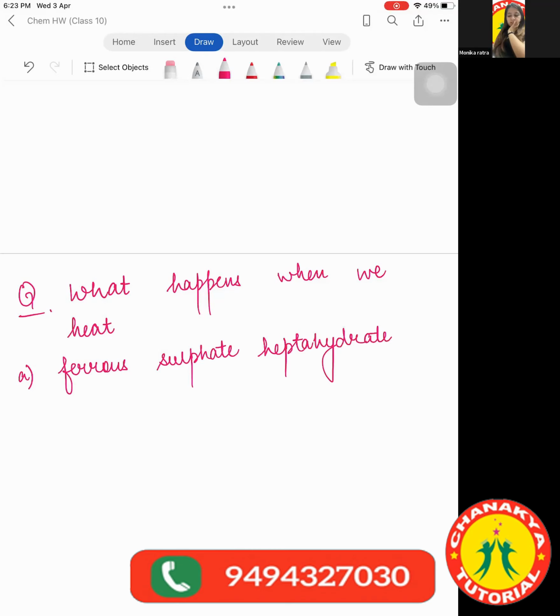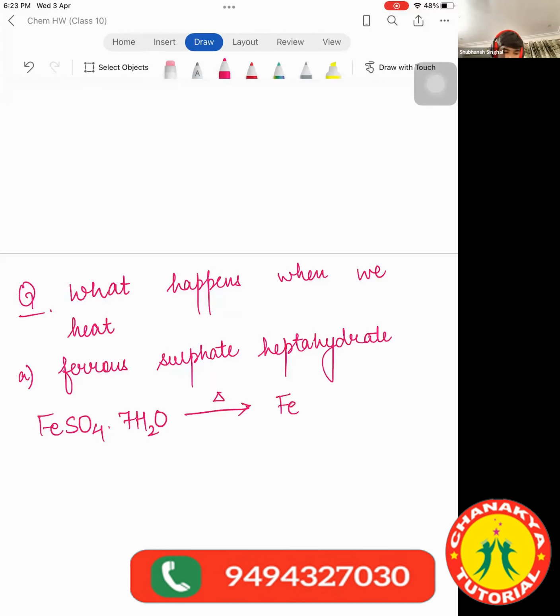What is ferrous sulfate heptahydrate? FeSO4.7H2O. Yes, it is FeSO4.7H2O. So what happens when we heat this? We get FeSO4 plus 7H2O. Yes, that's correct.